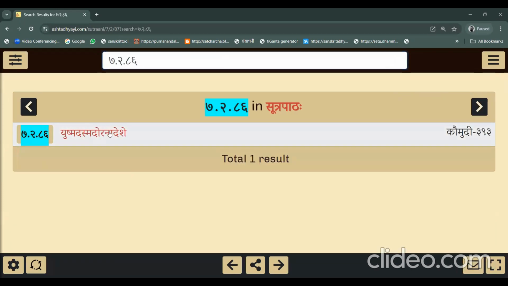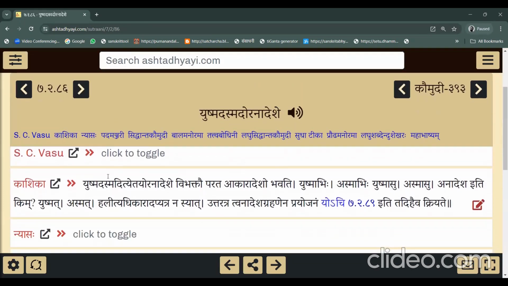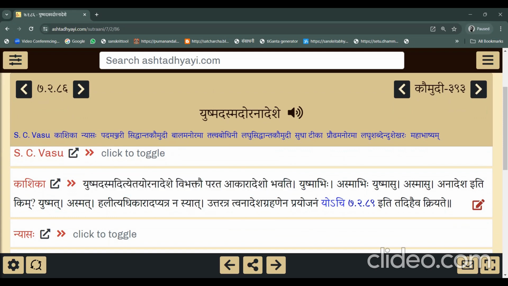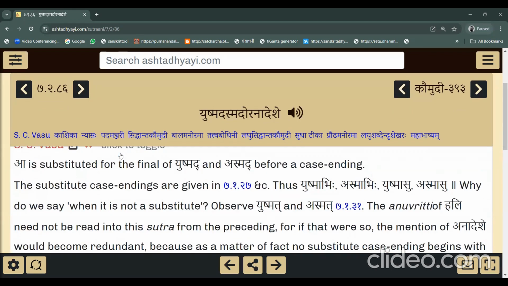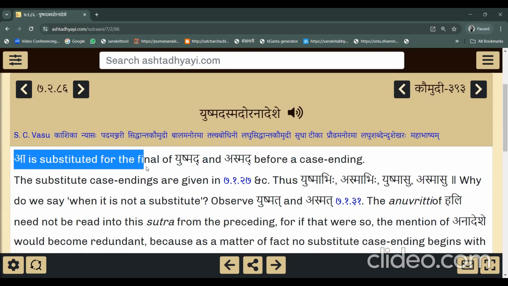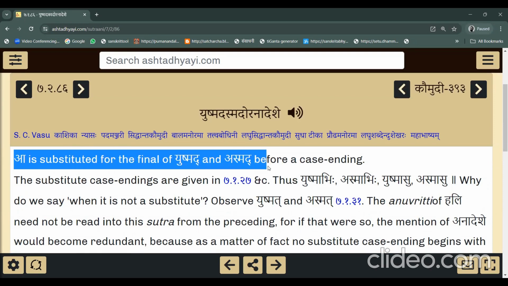That is the Adhikara Sutra: Yushmad asmadoho anadeshe. Yushmad asmaditi etayoho anadeshe vibhakto parataha akaradesha bhavati. When a case ending follows the words Yushmad and Asmad, and has not taken any adesha, akara is the substitute for the final letter of Yushmad asmad shabda, before the case ending.